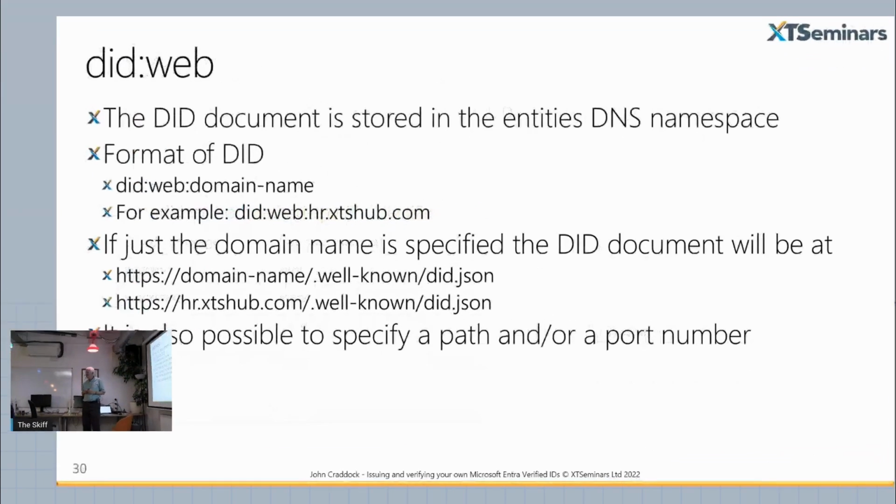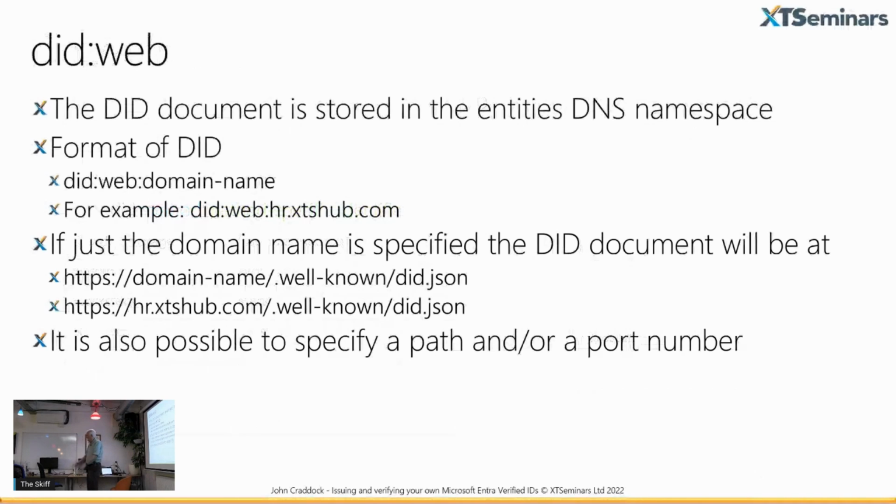Now, in terms of DID web, we are basically taking this DID document and putting it on our website. Where? Well, the format is did:web followed by your domain name. So if I go did:web hr.xtshub.com, that's my domain name. So that's the namespace it's stored in. Where's it stored? It's stored in a folder .well-known, and it's did.json as a document. So that's where my DID document is. You can specify paths and port numbers, so you can have multiple DID documents for one particular DNS namespace. So you can support that.